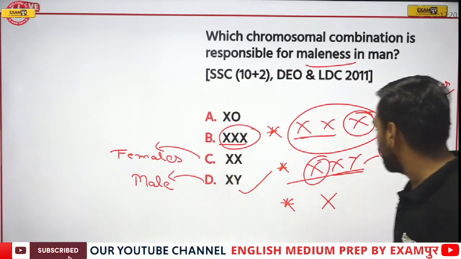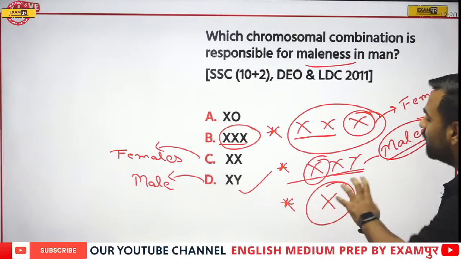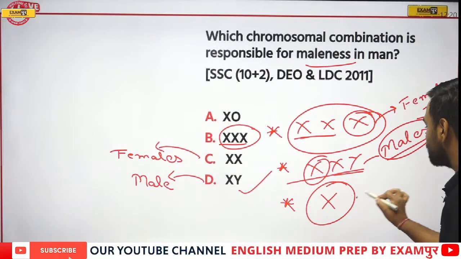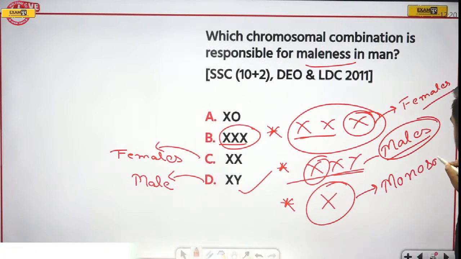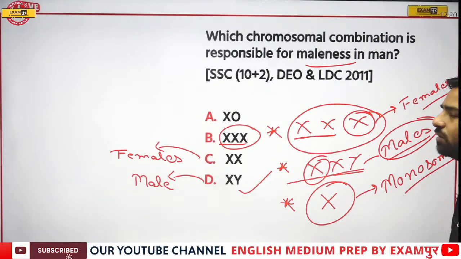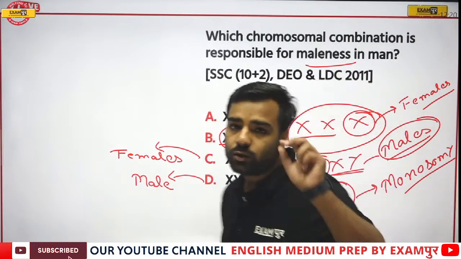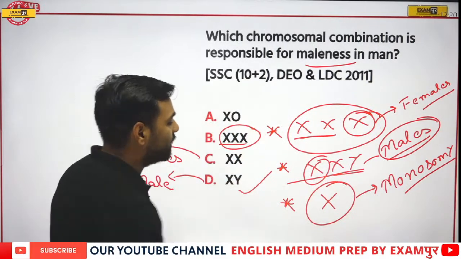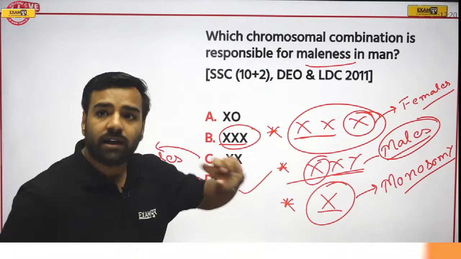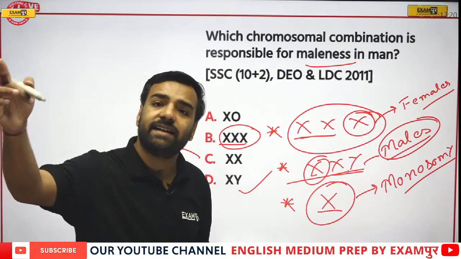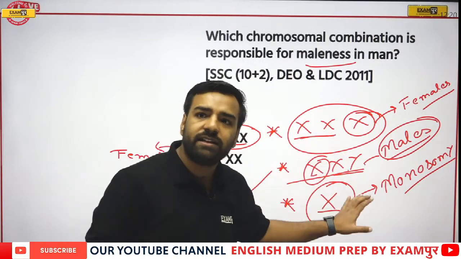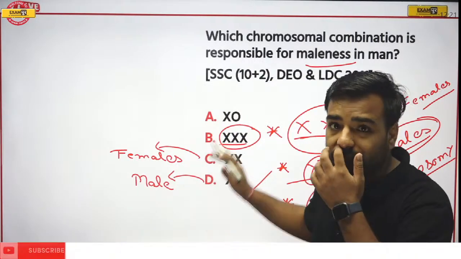So yes, now talking about this X only. Here it is a single X, because of which it is known as monosomy. Monosomy, or it may also be known as Turner syndrome. So Turner syndrome or monosomy is the one in which only one X is there. Another condition, XXY, this is for males. XXX, this is for females. So these are the issues.